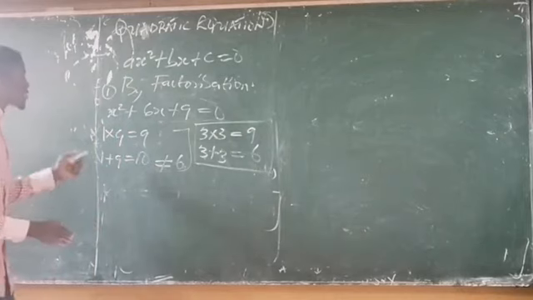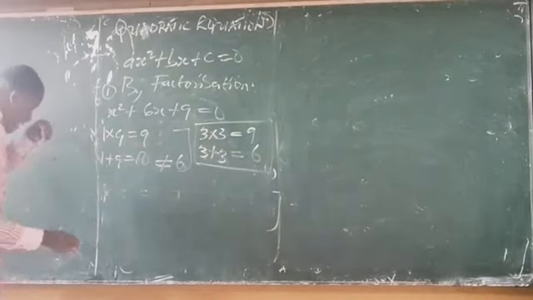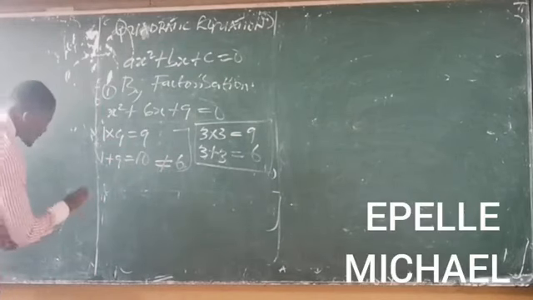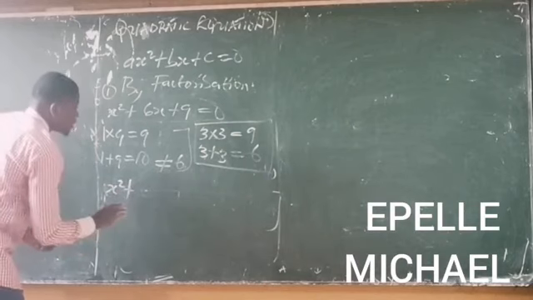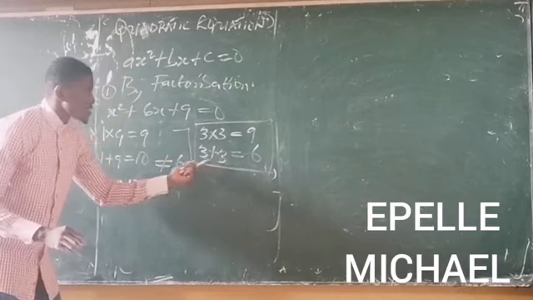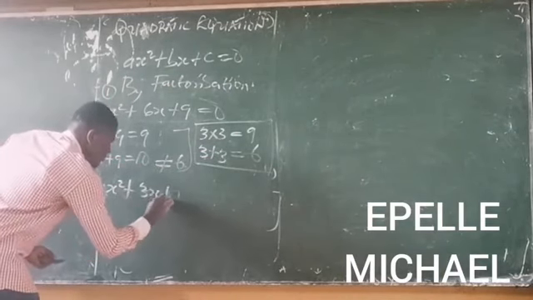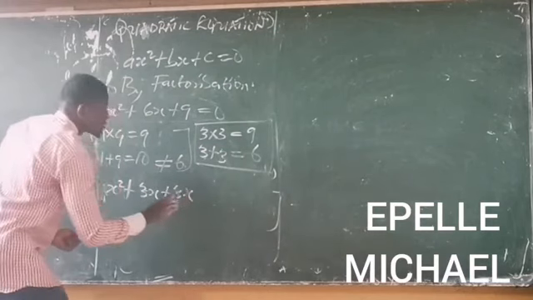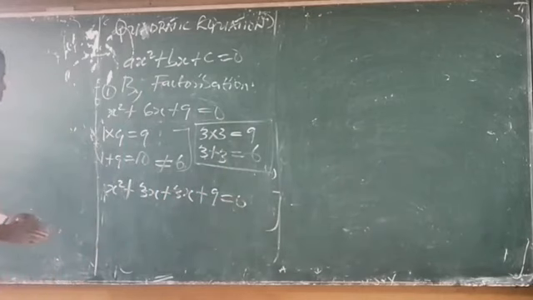So we now modify what? The quadratic equation. Let's modify it and put in these values and see what we have. Okay, so we have x squared plus, in place of this 6, we now write 3 plus 3, because it is 3 plus 3 that gives us 6. So this becomes 3x plus 3x, plus 9 equal to 0.